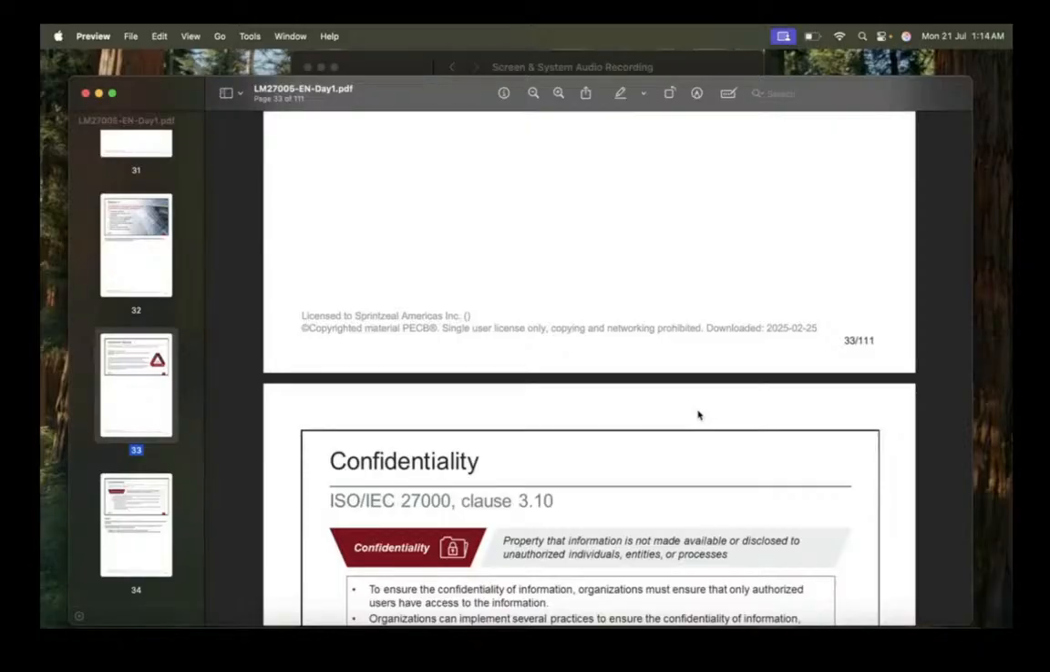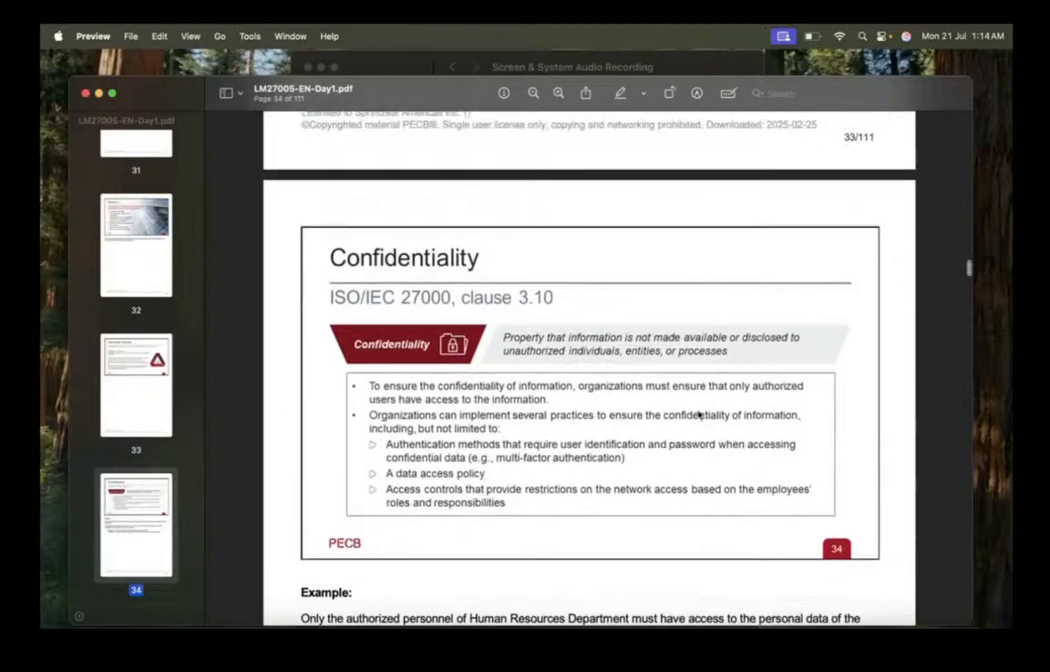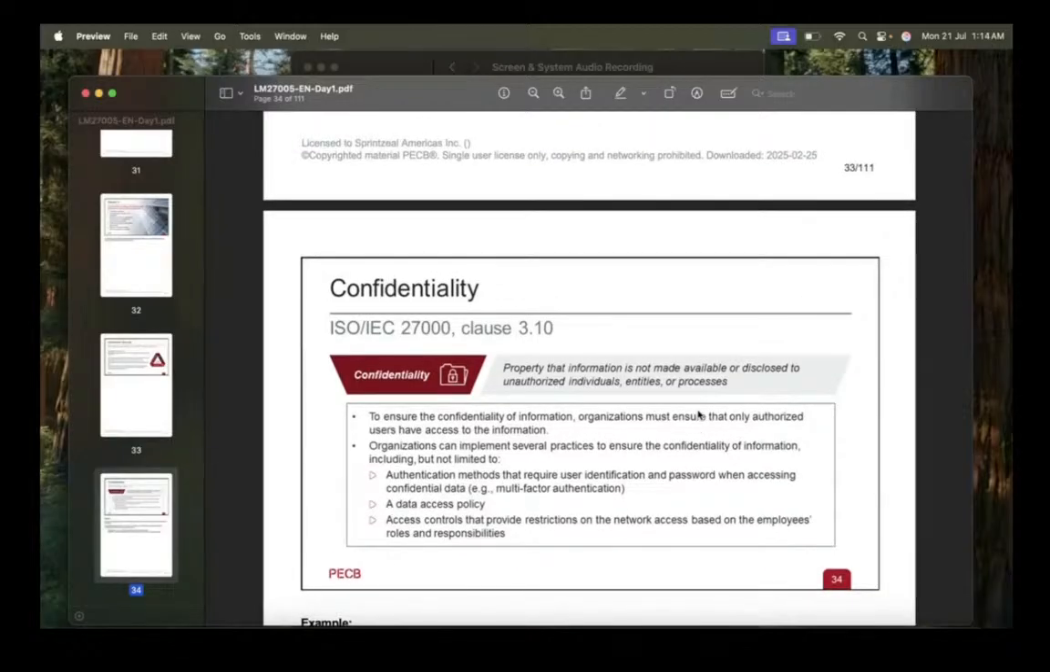So there are some confidential informations that are not available to everyone, that are not public or not available to unauthorized individuals, or maybe some unauthorized entities. Those are confidential information. So to ensure the confidentiality of information, organizations must ensure that only authorized users have access to the information.